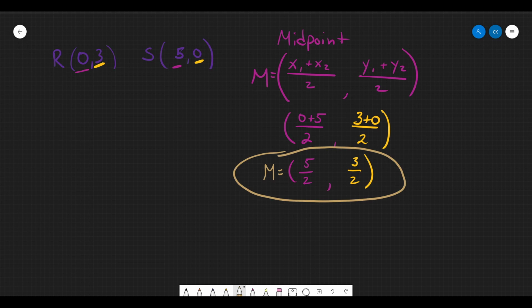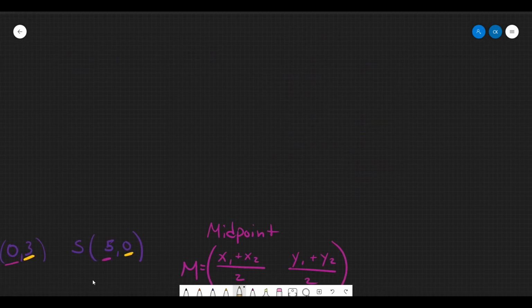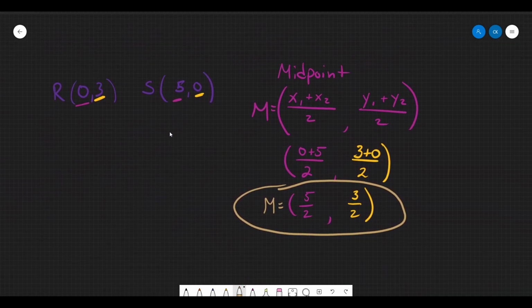All right, why make more work for ourselves if we don't have to? It's already in the form of a fraction, so the only thing I might have to do is simplify it. But seeing as it's over 2, it should be simple as that. Don't put it as a decimal. Leave it as a fraction. This would be my final answer: the midpoint of 5 halves, comma, 3 halves.